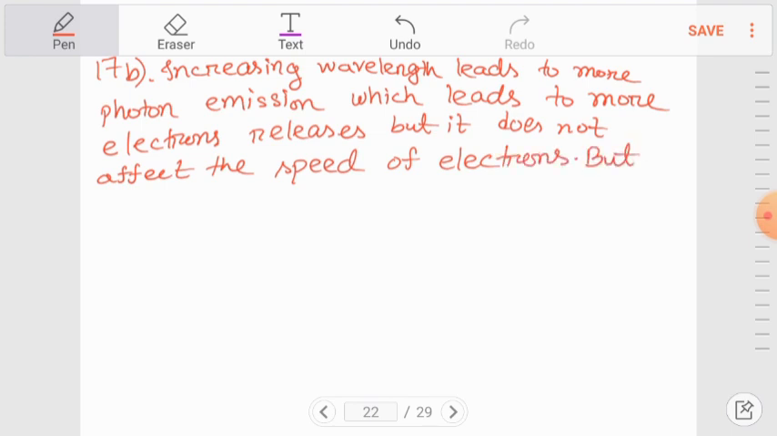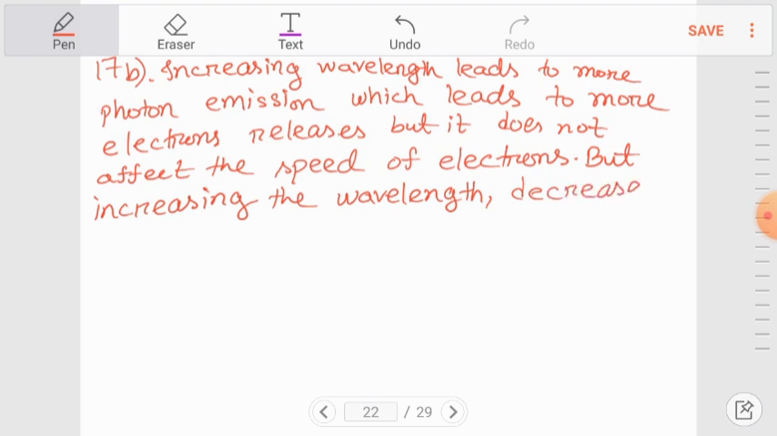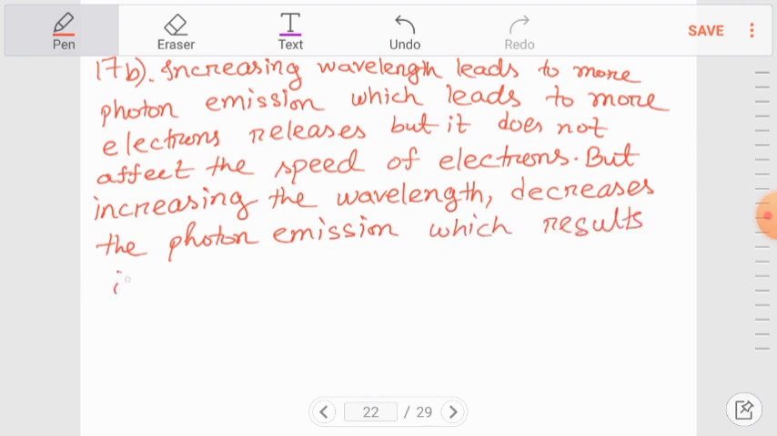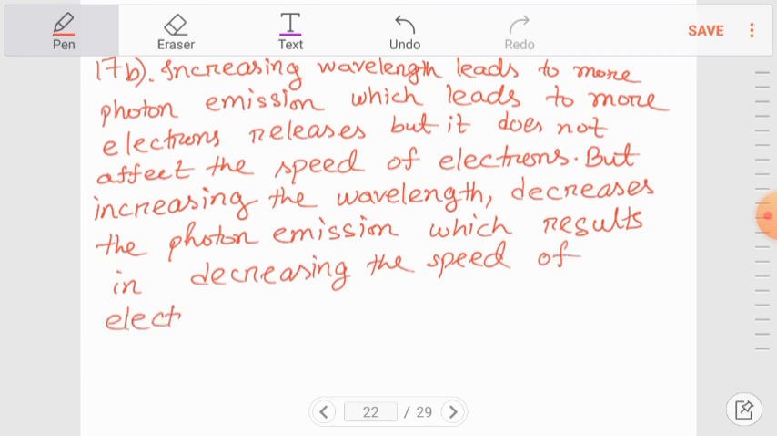But increasing the wavelength decreases the photon emission, which results in decreasing the speed of electrons. So the student is correct.